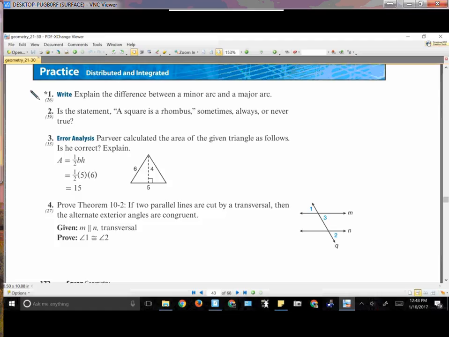You're going to take the time to go through an assignment and see exactly how it's supposed to be done. How do we go and answer the question? What do we find out? So when I'm looking at this one here, starting off with problem one, write and explain the difference between a minor arc and a major arc.